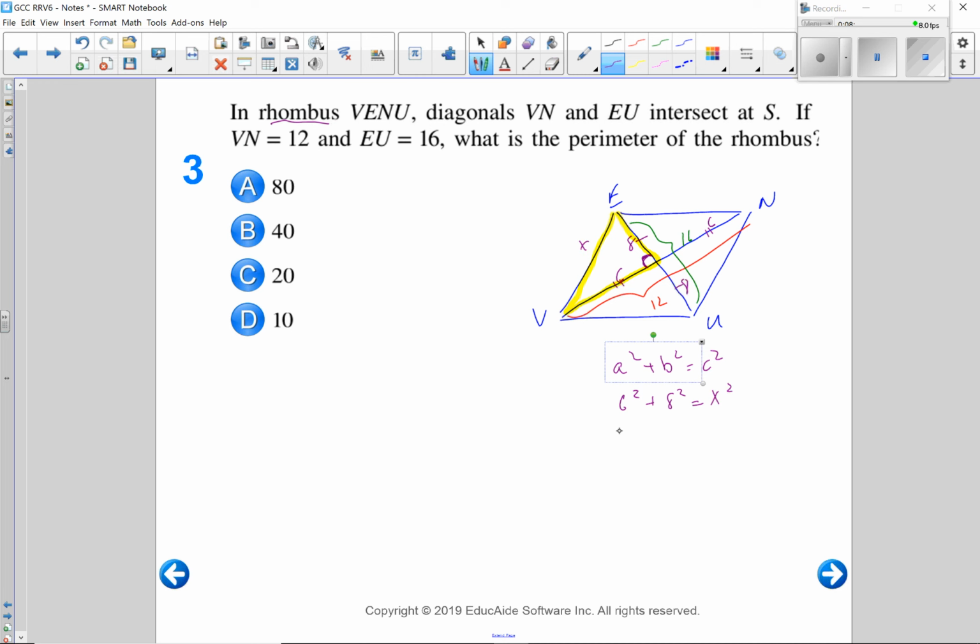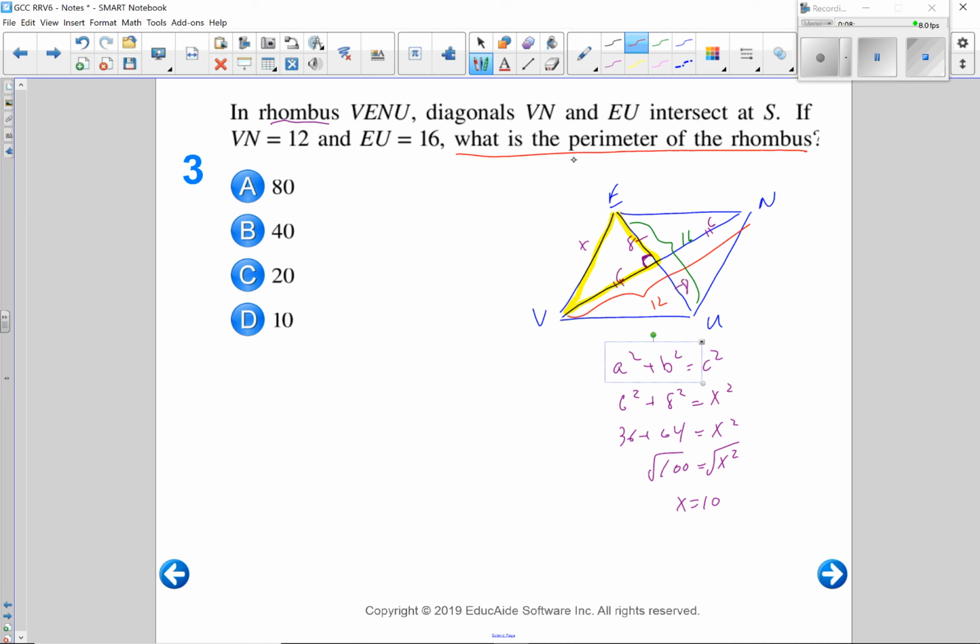So 36 plus 64 equals X squared. So that's 100 is equal to X squared. If I take the square root of both sides, I get X to be 10. Now be careful. As you can see, choice D is 10. So it's very easy to just jump to that being your answer. But again, you have to answer the question.